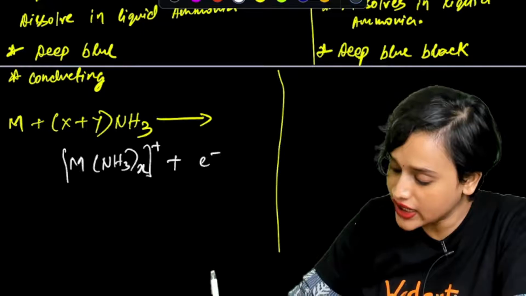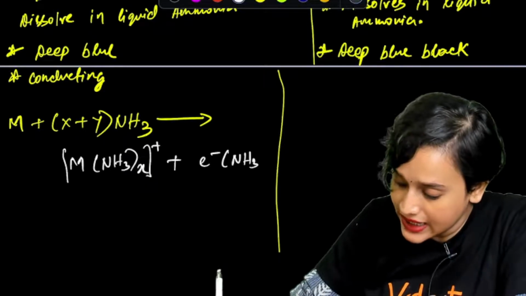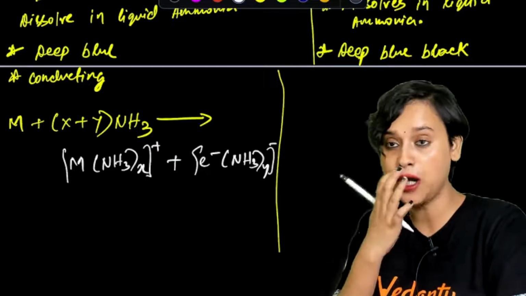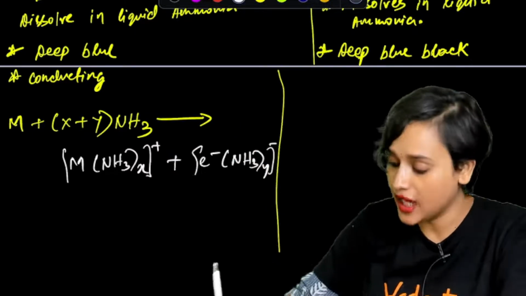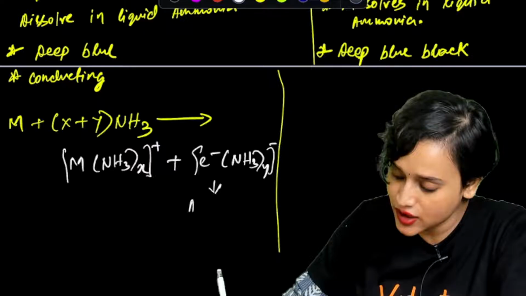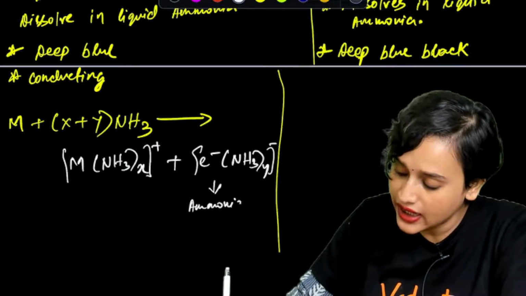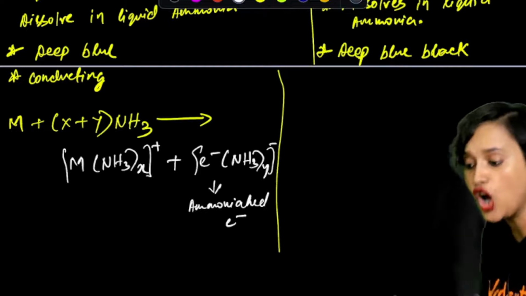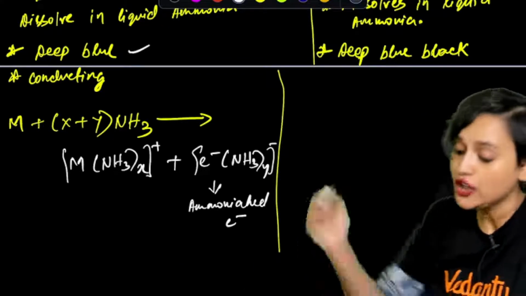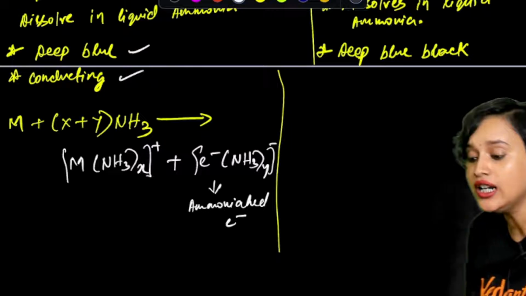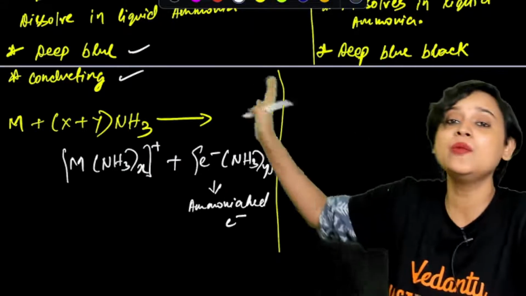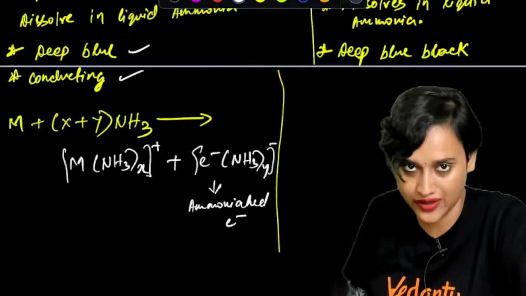What is this ammoniated electron? It will form e(NH3)y, and this will be the minus part. You call this an ammoniated electron. Because of this ammoniated electron, you get to see the deep blue color, you get to see the conducting nature, and you get to see that it is dissolving in liquid ammonia.